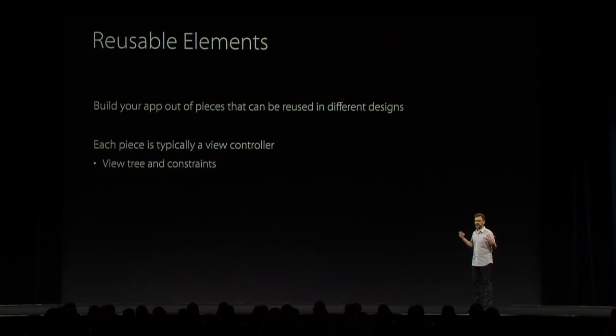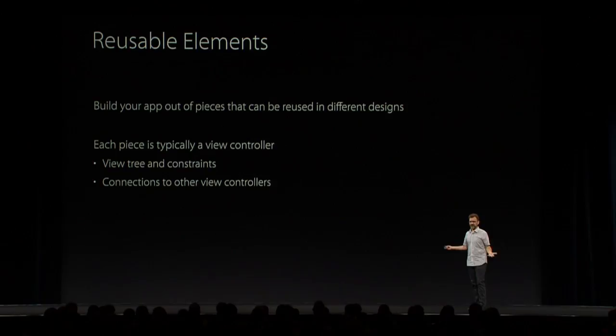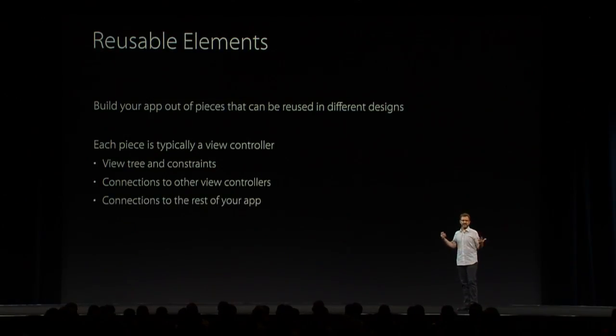For instance, you get a whole tree of views, not just a single view, but a whole tree of views and all their constraints that go with them. You get to make connections to other view controllers, so you might perform a segue to a different view controller or present something, find your parent view controllers, and so on. And also, it's a place to make connections to the rest of your app. So you might have a connection to model objects or an object that represents network access or so on.